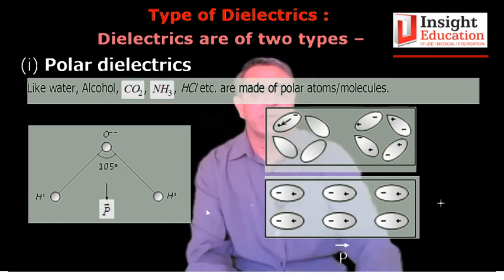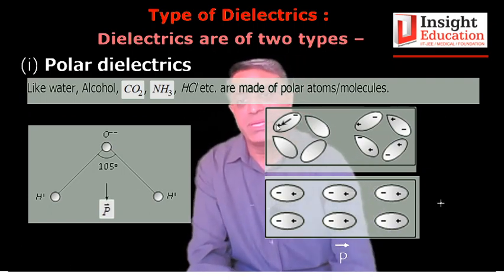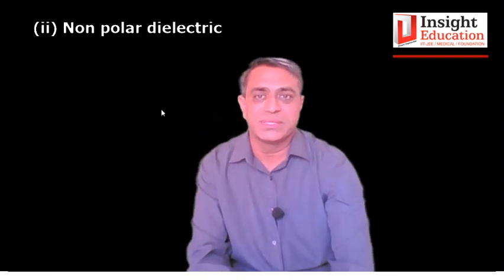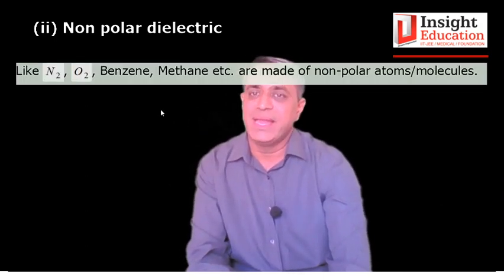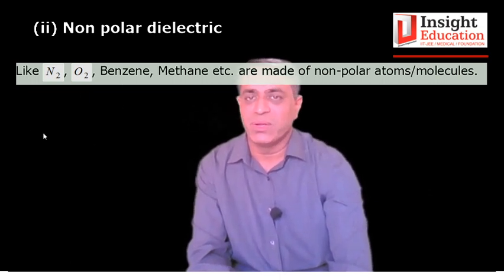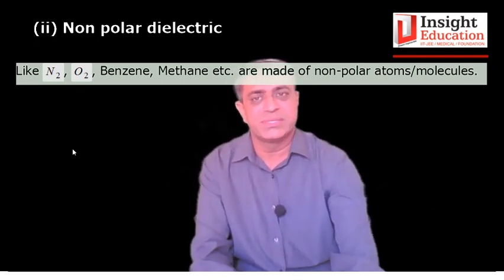Now this is for polar dielectric material. Now in case of non-polar dielectric material, already we have discussed the examples of non-polar dielectrics: N2, O2, methane, benzene. All these are examples of non-polar dielectrics. So already we have discussed in detail.